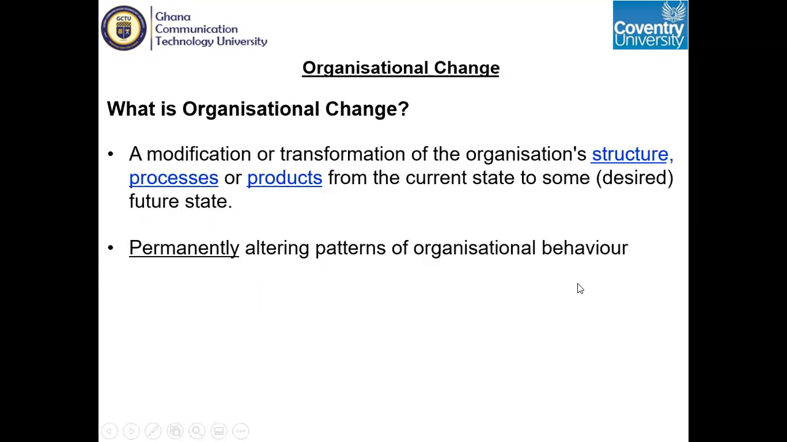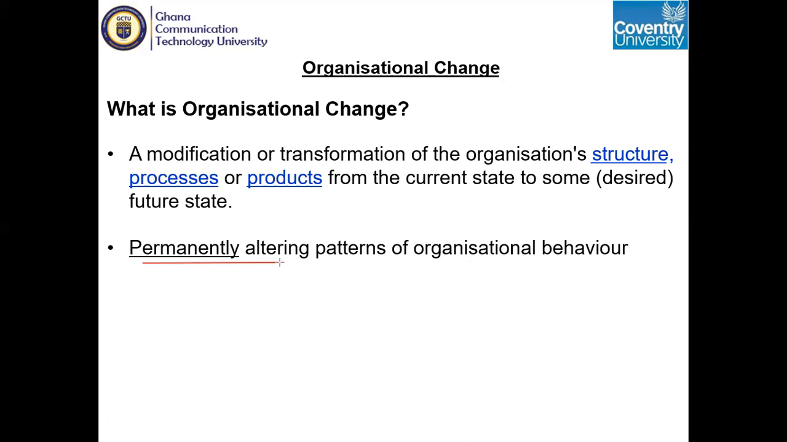So when we talk of organizational change, we are saying a modification or transformation of your structure, your processes, or your products from the current state where you are to a future desirable state. So in that case, you are transforming things or permanently altering patterns of behavior. The way we behave in organizations, how do we permanently change that? Because like I just gave the example, behaviors are very difficult to change.